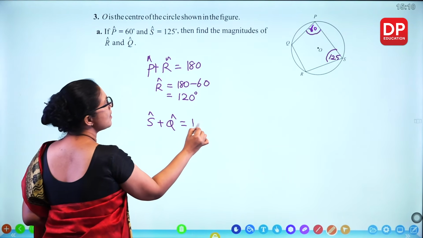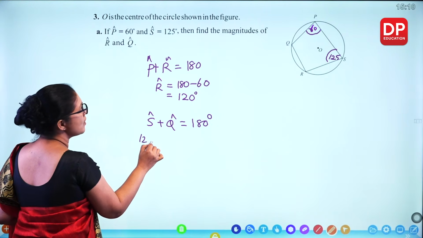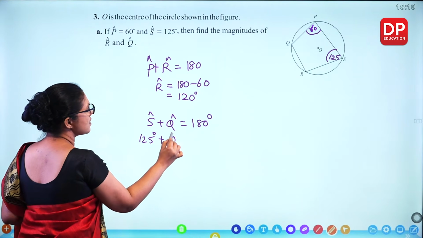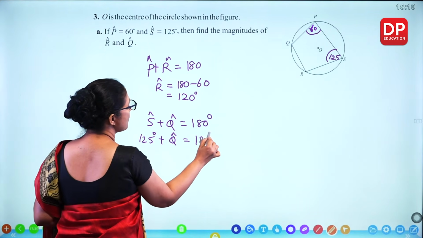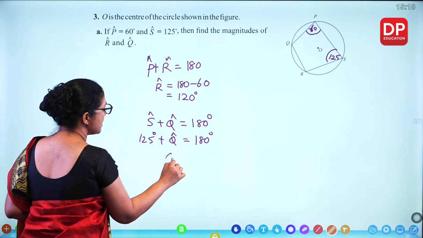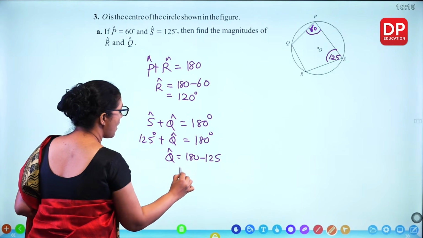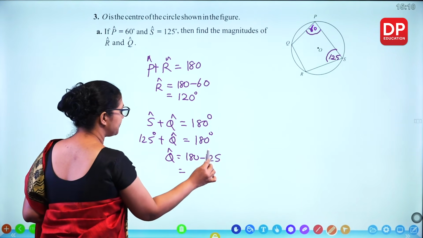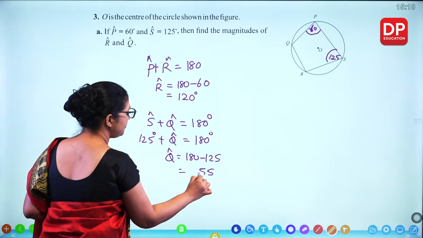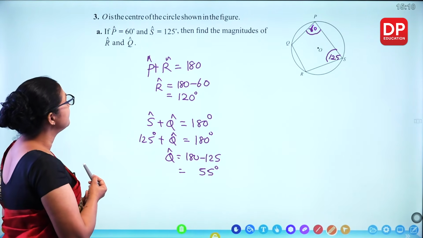The other opposite angles S and Q. S and Q equals 180, S equals 125. So what's Q? Subtract 125 from 180. 180 minus 125, you get 55 degrees.